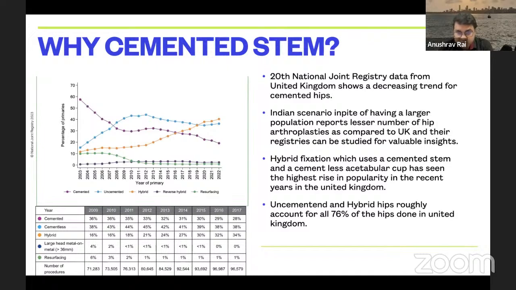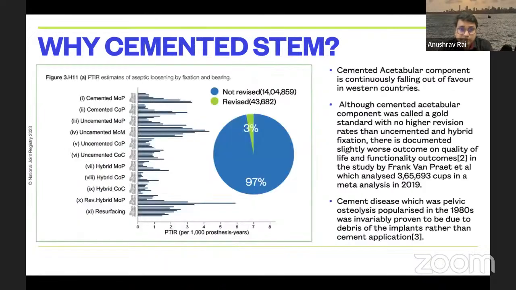Hybrid fixation, which uses a cemented stem and a cementless acetabular cup, has seen the highest rise in popularity in recent years in the United Kingdom. Uncemented and hybrid hips roughly account for 76% of the hips done in the United Kingdom. So cemented acetabular cups are continuously falling out of favor in Western countries.